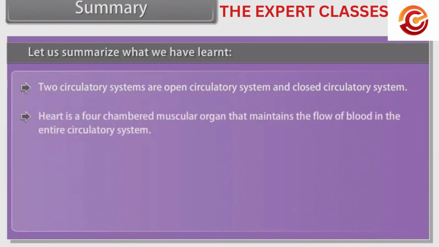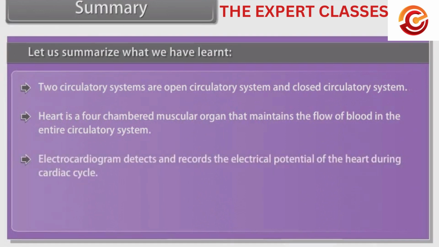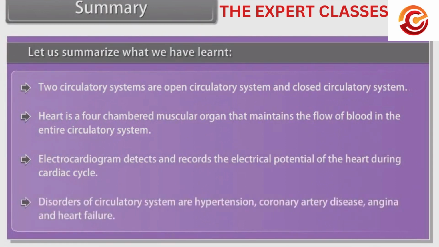Heart is a four-chambered muscular organ that maintains the flow of blood in the entire circulatory system. Electrocardiogram detects and records the electrical potential of the heart during cardiac cycle. Disorders of circulatory system are hypertension, coronary artery disease, angina and heart failure.